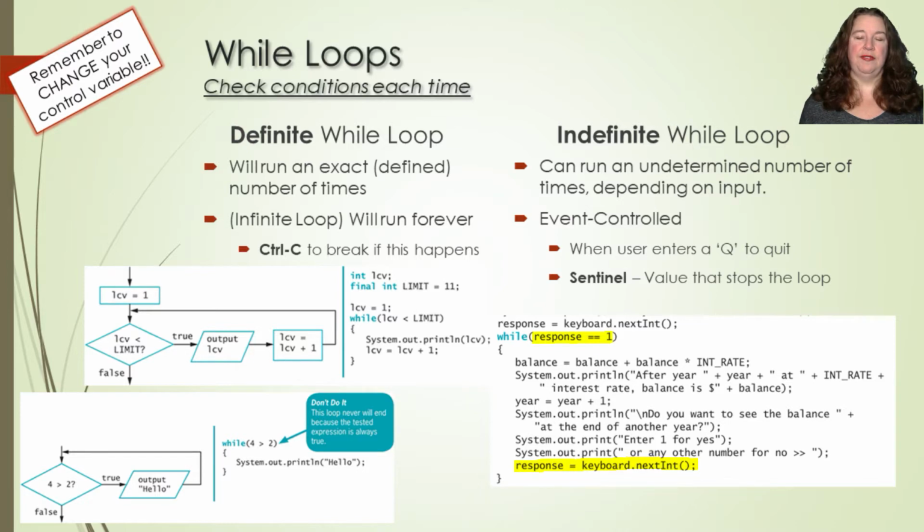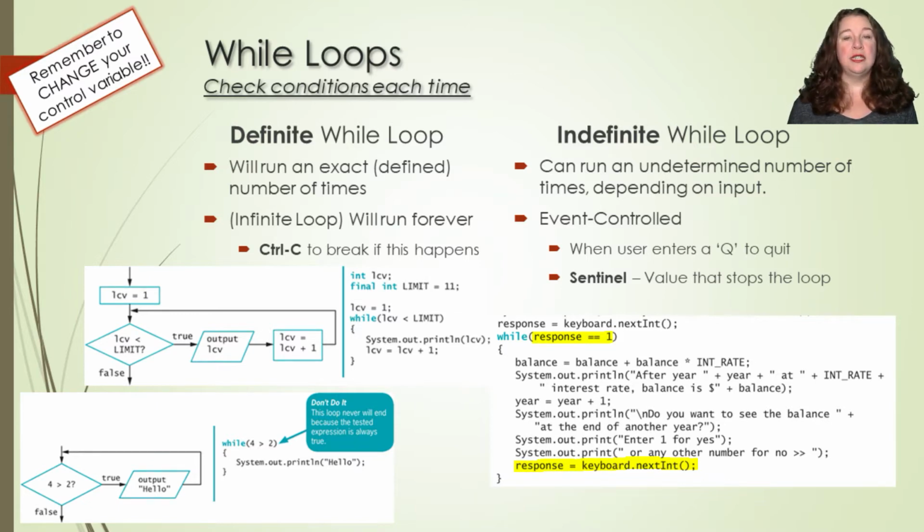In an indefinite loop, we run an indefinite number of times depending on the input. And we use what we call a sentinel to be able to allow the user to break themselves out of the loop. It's the value that we're checking. In the example here over on the right, it's the word response. So the variable response is going to hold what the user returns from the next int.